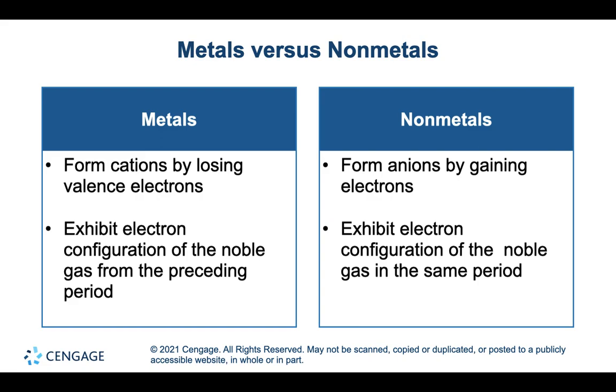Nonmetals, though, are going to finish filling their electron configuration up to the noble gas. And so fluorine with 9 electrons is going to gain 1 electron, become a F-1 fluoride ion, and then have a neon electron configuration. So it's going to get the noble gas in the same period by filling up with more electrons, in contrast with metals that lose electrons and eventually gain a noble gas configuration.